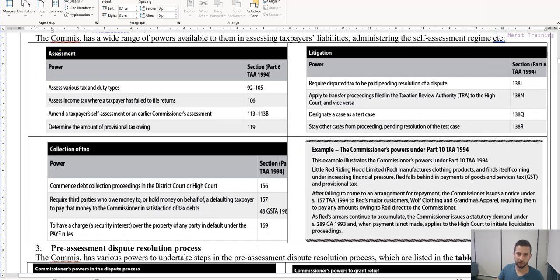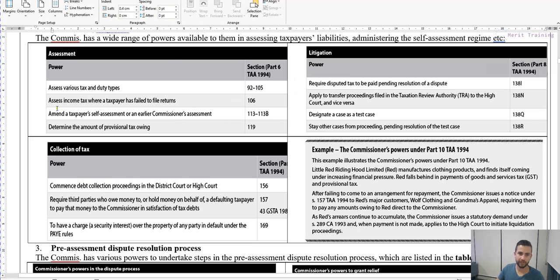So categorized by assessment, collection of tax, and litigation. In terms of assessment, they can assess various tax and duty types. They can assess income tax where taxpayers fail to file returns. What these points basically mean is, if no one's lodged a return, the Commissioner is going to say, well, I'm going to lodge it for you. I'm going to do my best guess. I'm probably not going to claim as many deductions as you would ordinarily, because I'm going to do what's in my best interest. I'm going to lodge a tax return based on an assessment. So they have the power to do that.